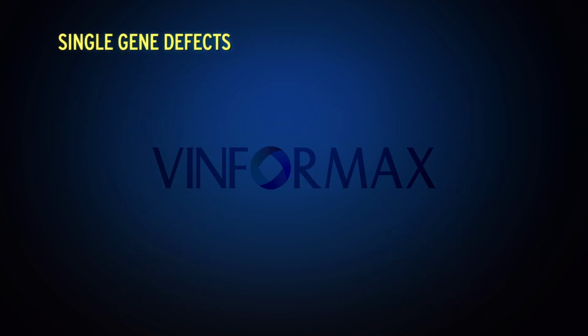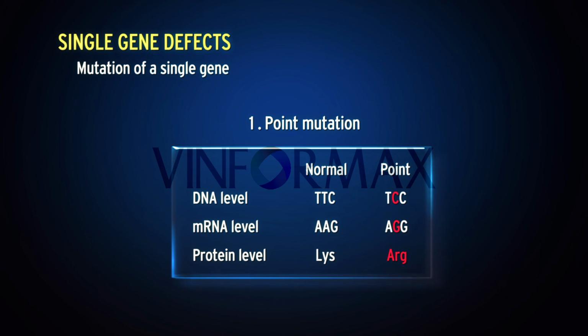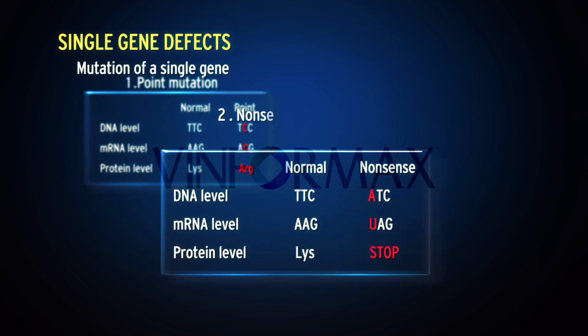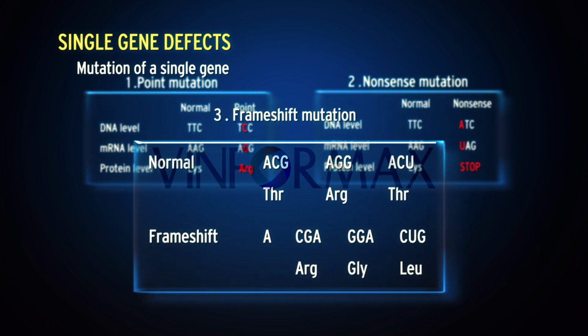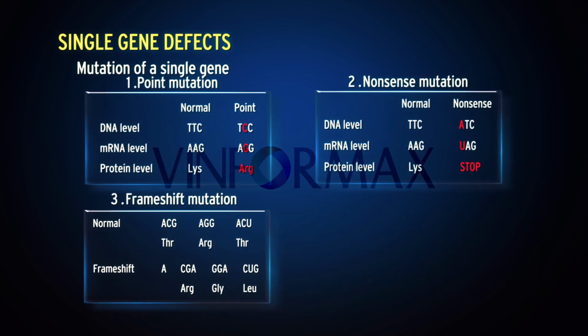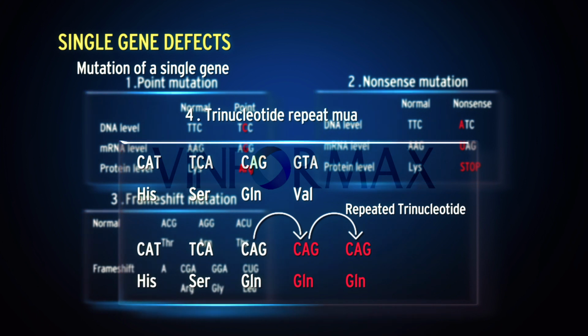Single gene defects. These disorders are due to mutation of a single gene. There are four types: point mutation, nonsense mutation, frameshift mutation, and trinucleotide repeat mutation.